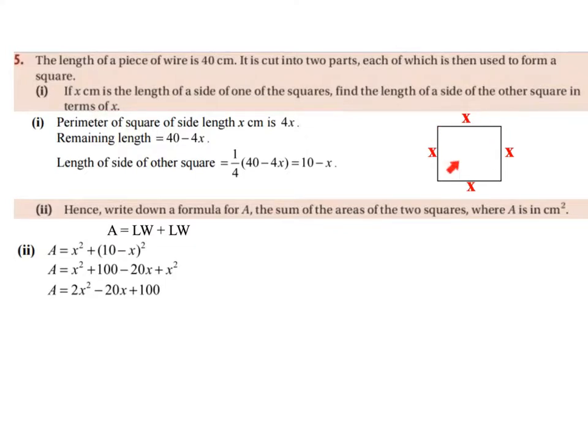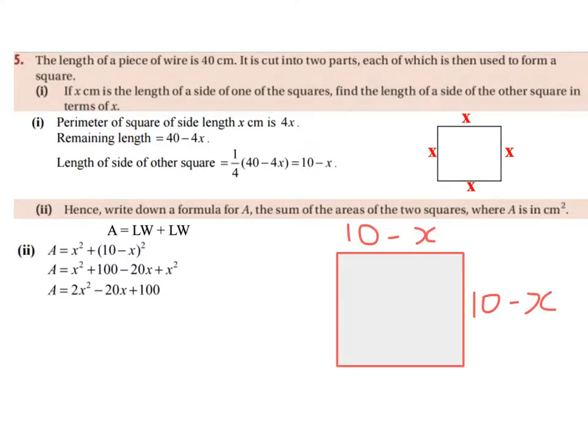So the first square that we were given has a side of x and another side of x. So x multiplied by x, length multiplied by width, gives us x squared. Then we add that to the area of the other square. And remember, the side length of the other square was 10 minus x. I'm going to draw this out so we can see it.